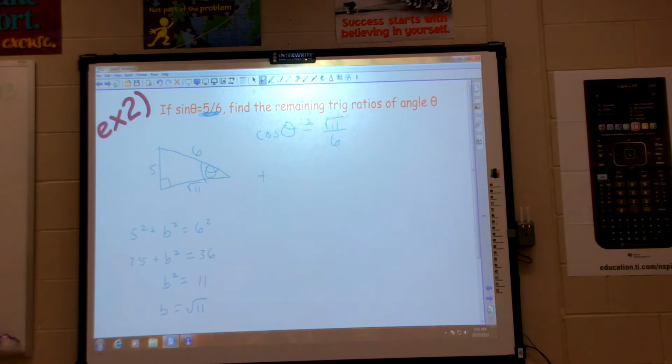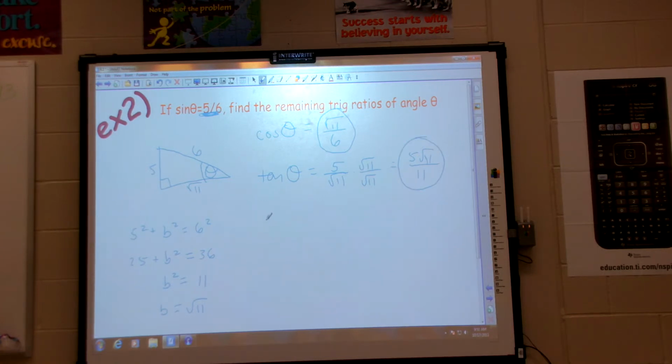Okay, so let's do tangent of theta. What would tangent be? Careful, tangent would be 5 over square root of 11, right, which we need to clean up. We can't have that square root on the bottom, which will give me 5 square root of 11 over 11. And the 5 and 11 don't reduce, so I'm done.